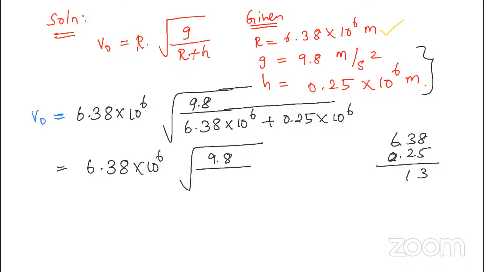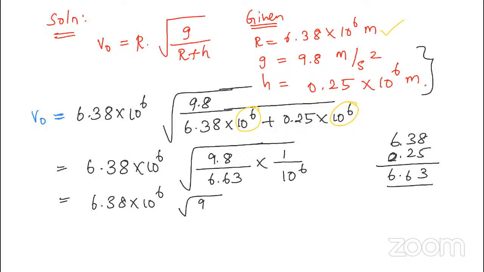So here it is 6.63 into 10 power 6, we take the 10 power 6 commonly outside. This should be represented by 1 by 6. For the next step, we write it as 6.38 into 10 power of 6 into square root of 9.8 divided by 6.63. And here I write the 10 power of 6 with the whole power of half, since for the square root it should be half. So it is 3 times.